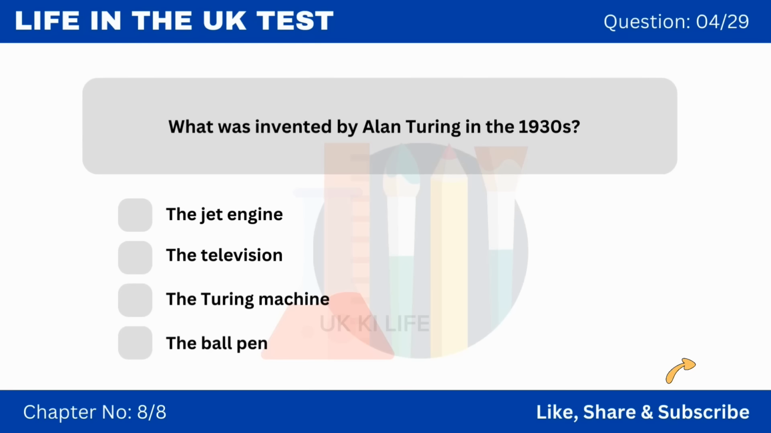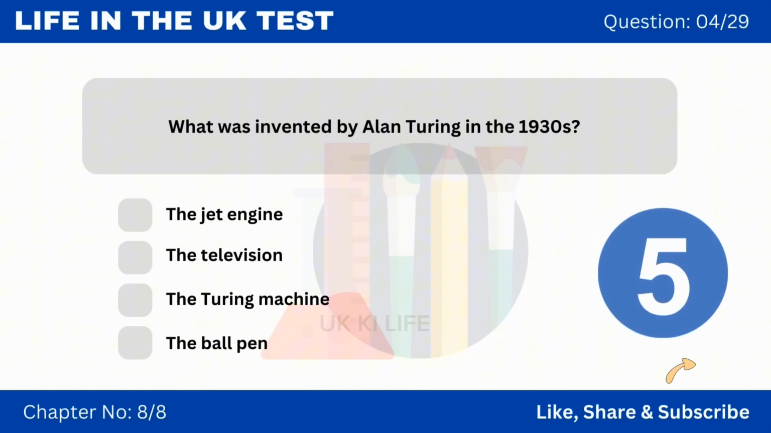Question 4. What was invented by Alan Turing in the 1930s? The jet engine, the television, the Turing machine, the ball pen.